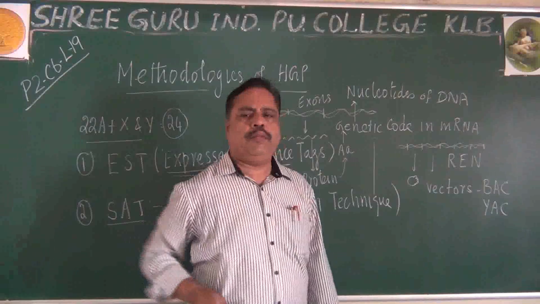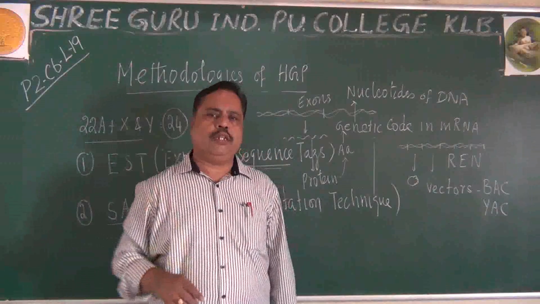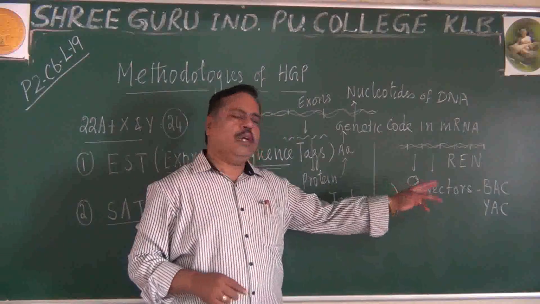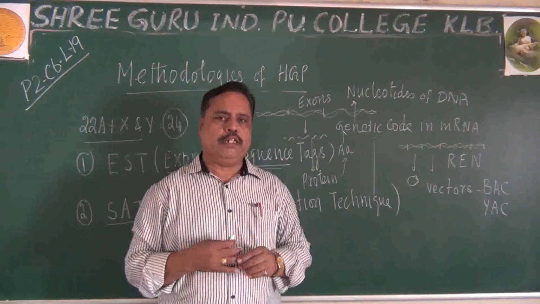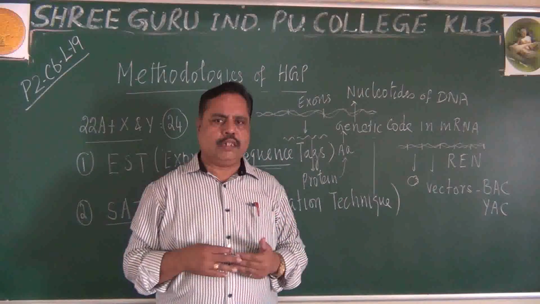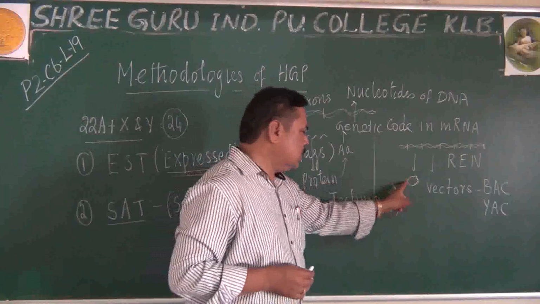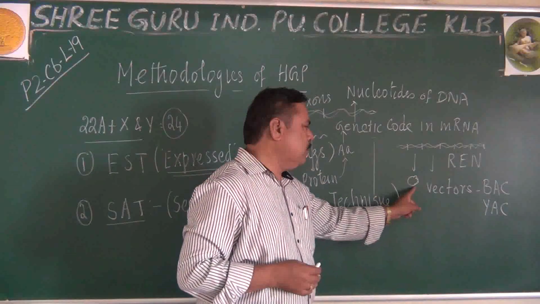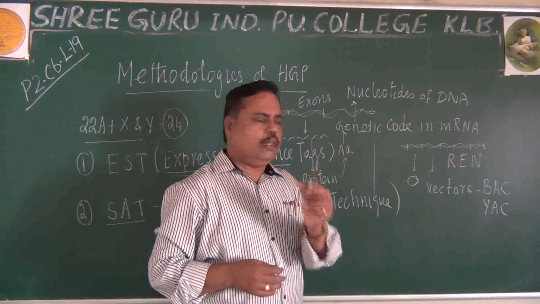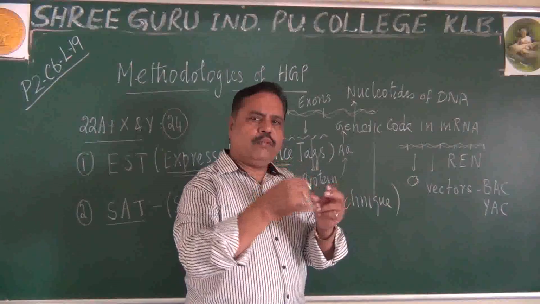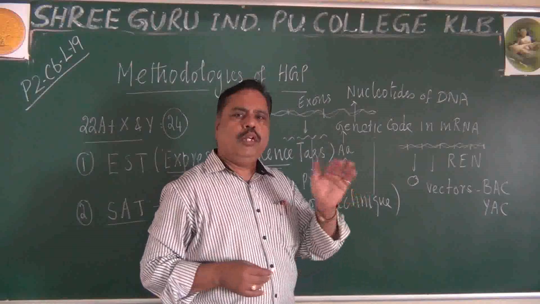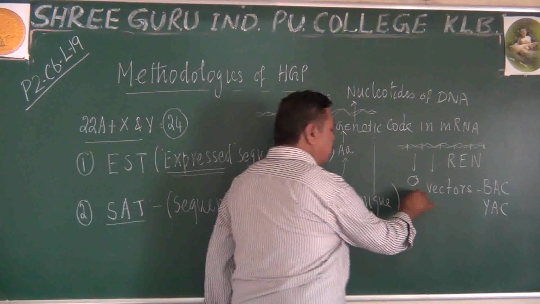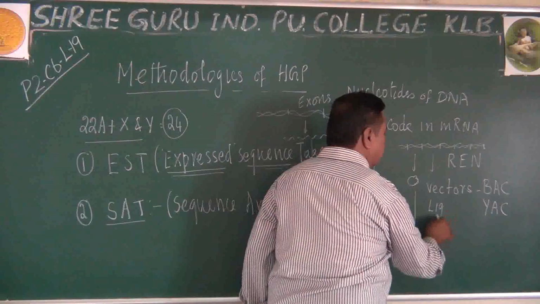What is BAC? Bacterial artificial chromosome, yeast artificial chromosome. They can be synthesized in the laboratory condition. They are artificially synthesized. With those synthesized artificial vector or vehicle, our DNA fragment will be added, linked. For linking them, you need one enzyme. The name of that enzyme is called ligase.